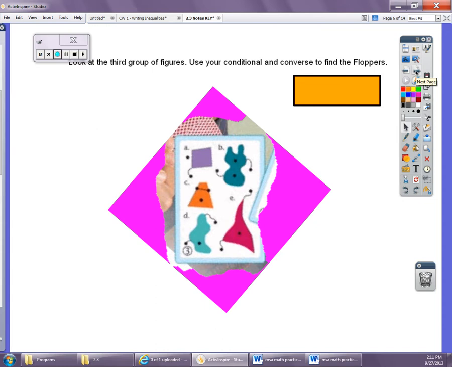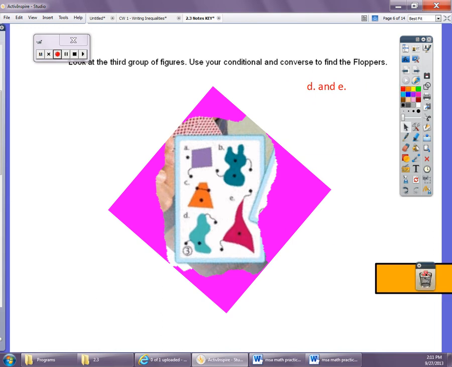Now, if we look at the third group of figures, we can use our conditional and our converse to find the flappers. We know that if it's a flapper, then it has one eye and two tails. Which ones have one eye and two tails? D has one eye and two tails, and E has one eye and two tails. This is two eyes, two tails. This is no eyes, tail, and these aren't tails.